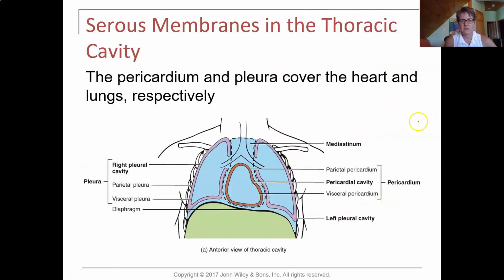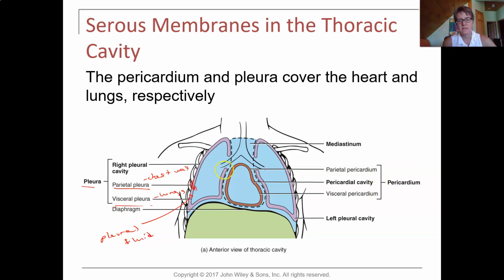Okay, so let's see, look what we have here. So in my thoracic cavity here, I have two lungs. Each lung has its own serous membrane called the pleura, and there's the outer parietal pleura stuck to the chest wall. There's the inner visceral pleura stuck to the lungs, and then obviously there's pleural fluid, serous fluid, in the middle.